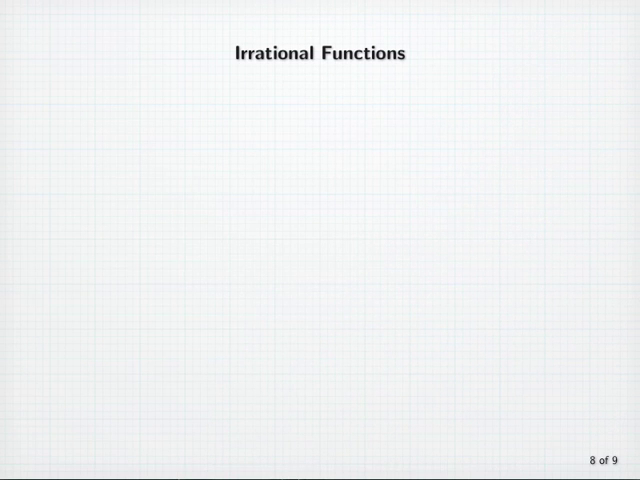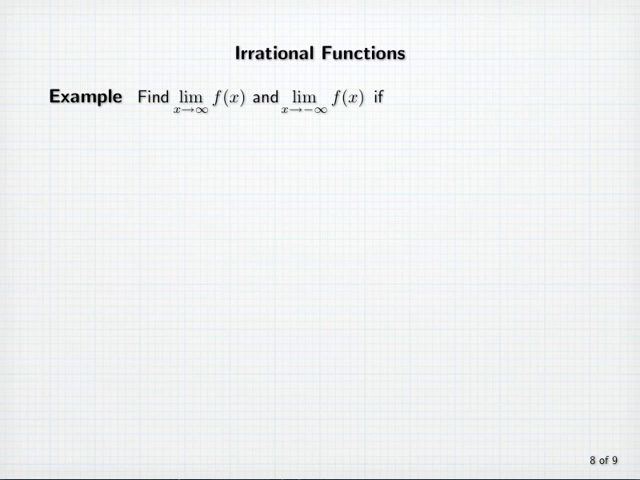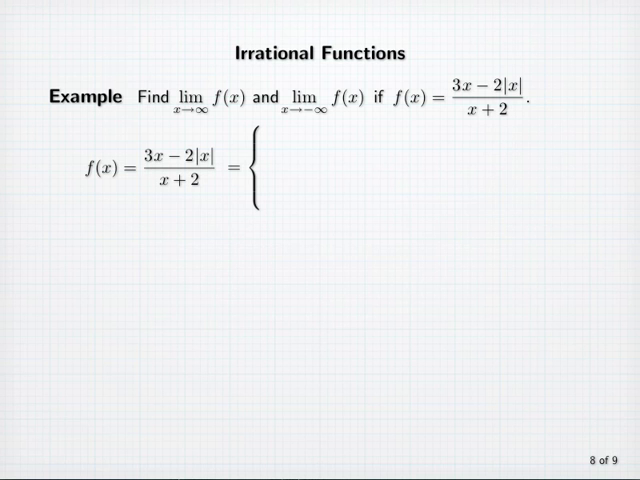Now let's look at a few examples involving functions that are not rational functions. For instance, let's find the limit as x approaches infinity and the limit as x approaches minus infinity of the function f of x equals (3x minus twice the absolute value of x) divided by (x plus 2). The first thing we want to notice is that if x is positive, the absolute value of x is the same as x, and so the numerator of the fraction is identical to 3x minus 2x, or just x.